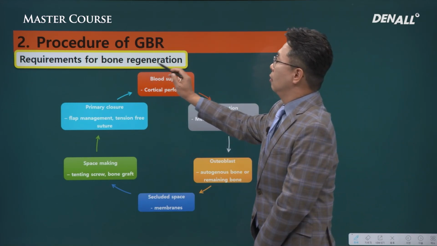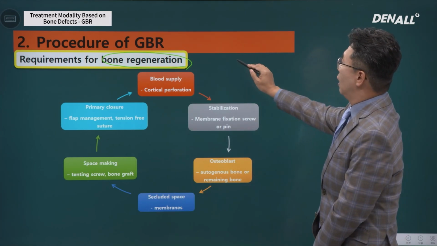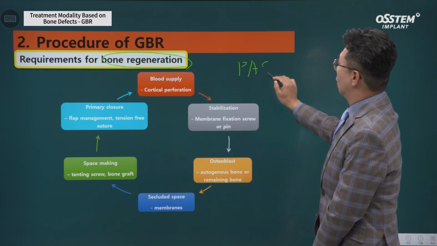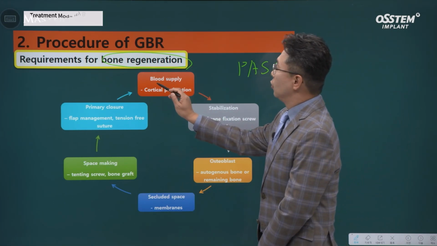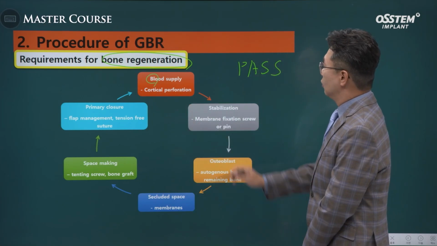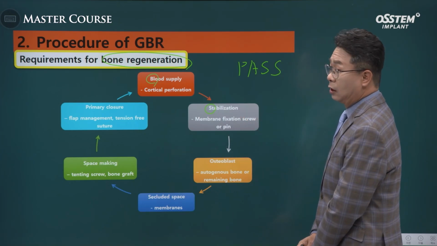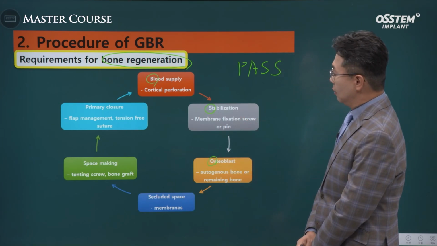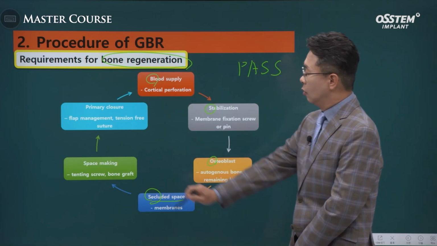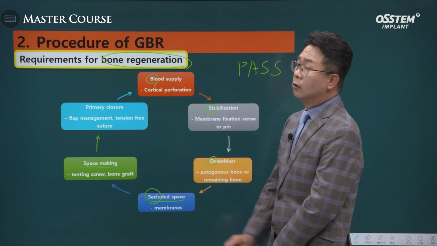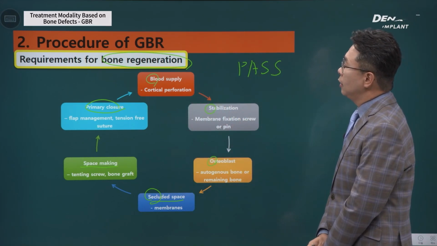In order to regenerate the bone, what is required? As mentioned earlier, we need to take note of PASS principle. Let's take a deeper look. Blood supply is very important. Wound and membrane stabilization is very important as well. Osteoblasts need to exist. I've also accentuated the importance of space maintenance. Primary closure. These 6 factors need to be taken note of.